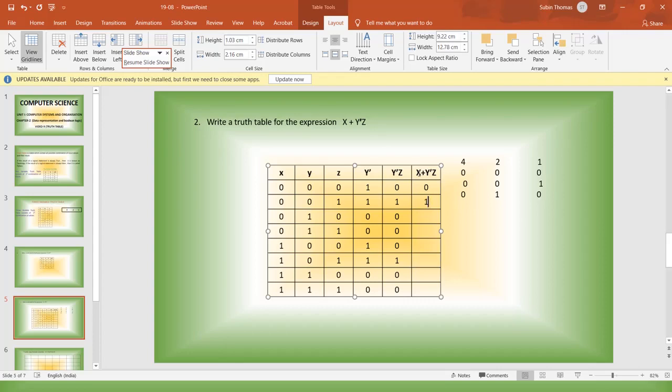So 0, 1, and the next one is 0 plus 0, again 0. Next one is 0 plus 0, 0 itself. 1 plus 0, 1, and next is 1 plus 1, 1. Again 1 plus 0, 1, and the last one is again 1. So this is the truth table for the given expression x plus y complement z.